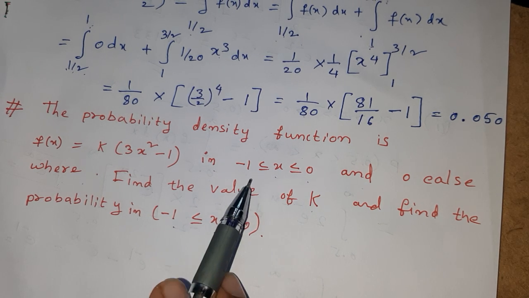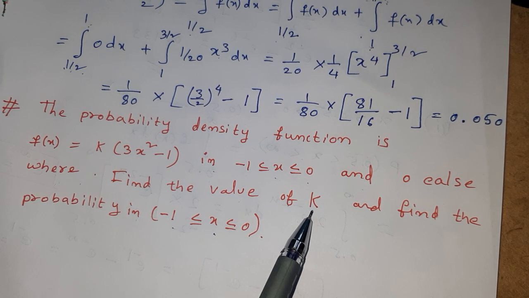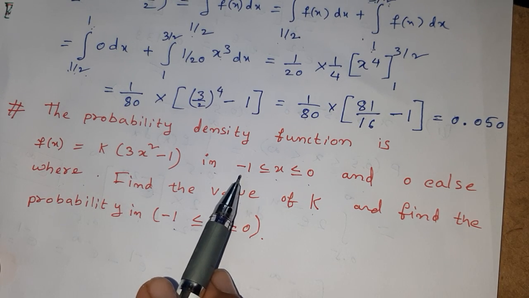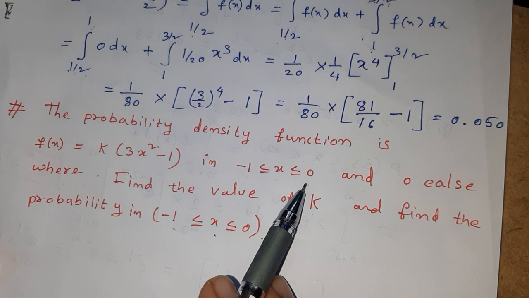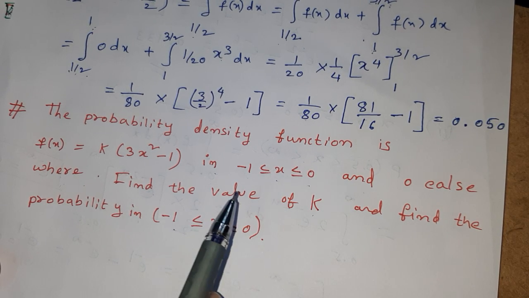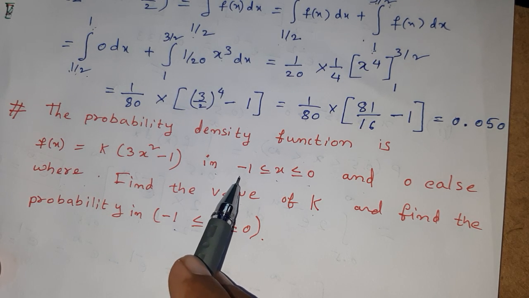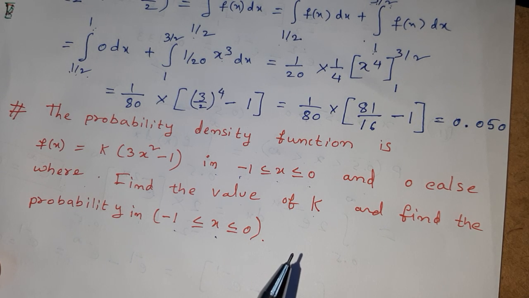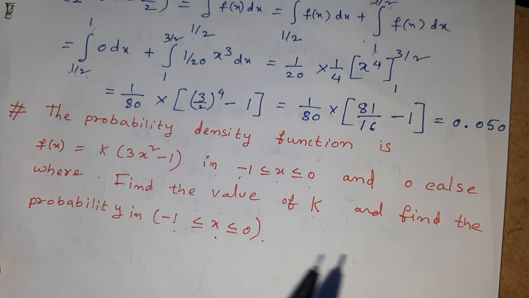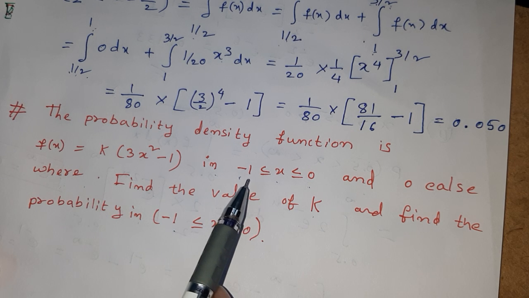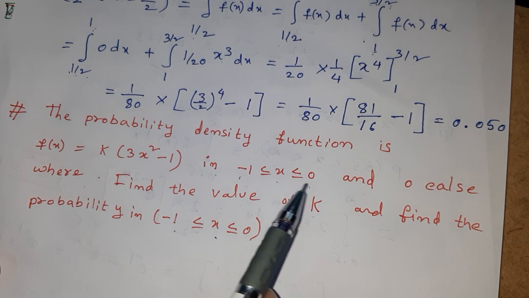We have to separate the integration from minus infinity to infinity as minus infinity to minus 1, minus 1 to 0, and the third integration within limits 0 to infinity. First integration is within limits minus infinity to minus 1, second one is minus 1 to 0, and third is 0 to infinity. The first and last integrations will become 0, and the middle portion is an integral within limits minus 1 to 0.